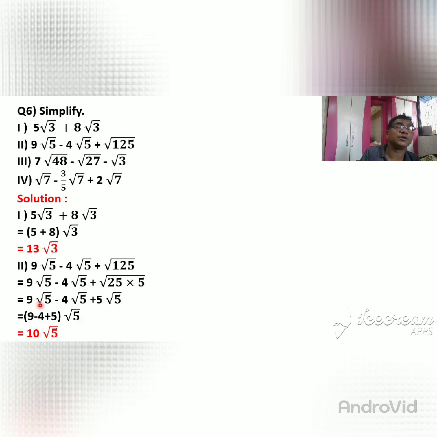Okay, then see root 5 is here, root 5 is here, root 5 is here. So I write root 5 a single time. Then the coefficient is 9, minus coefficient 4, plus coefficient 5. So 9 minus 4, what remains? 5. So 5 plus 5, what do you get? 10. So you get 10 root 5. This is the answer. Then we are going to learn problem number 3.